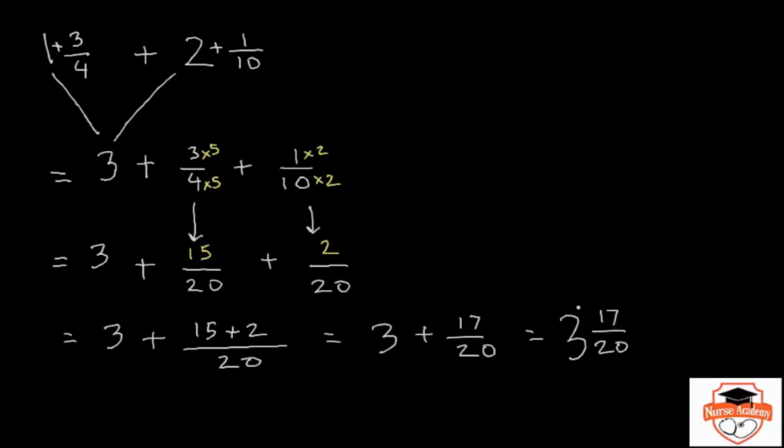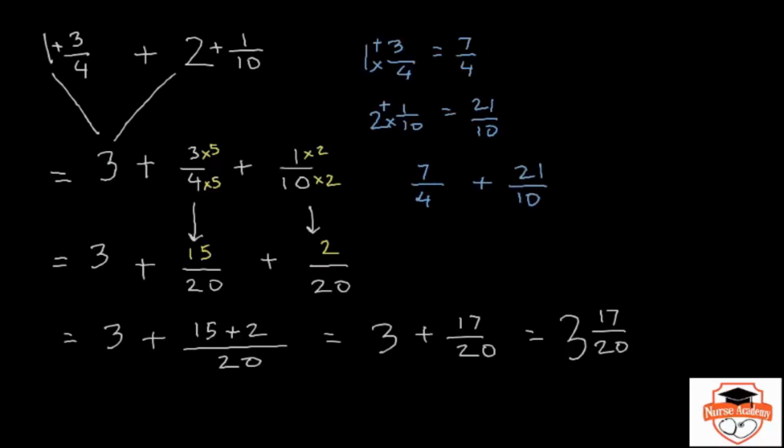This is one way of adding mixed numbers together. The other way being, change each of the mixed numbers to improper fractions and add them up. So if you do 1 and 3/4, let me just quickly show you that other way also. So 1 and 3/4 is going to be 1 times 4 plus 3, remember? So that's 4 plus 3, that's 7/4. And then you have 2 and 1/10 as 2 times 10 plus 1, that's 20 plus 1, that's 21/10. So you add 7/4 plus 21/10.